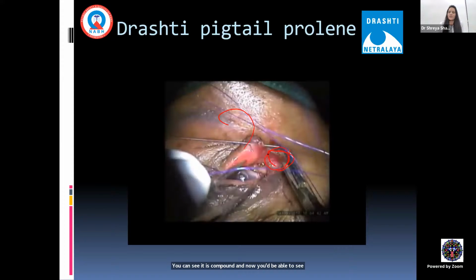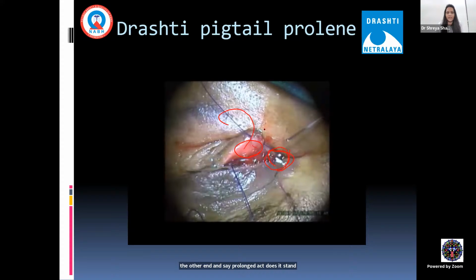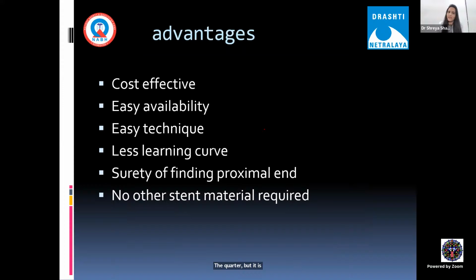So that same thing, we can pass through the railroad technique through the other end, and the same Prolene suture acts as a stent material. We tied it with each other and then we did the cautery. But it is definitely a cost-effective, easily available, easy technique.